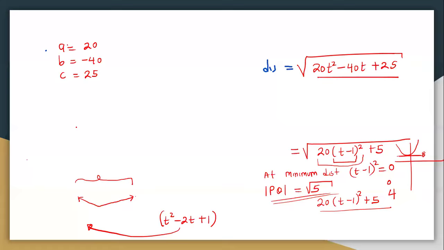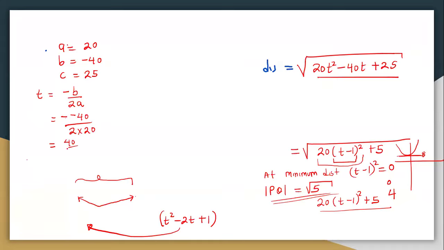Now, you could get the minimum point, or you could say that a minimum point is always obtained when you have negative b out of 2a. That's how we can get the minimum point, whereby your b is negative 40. So you get negative 40 divided by 2 times 20. So this will give you negative 40.